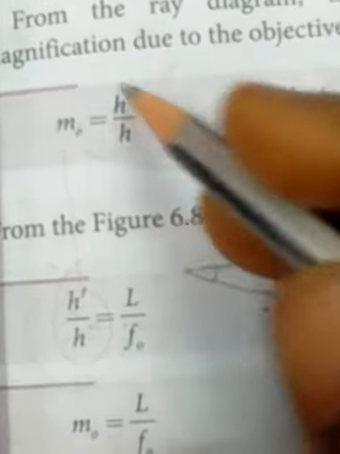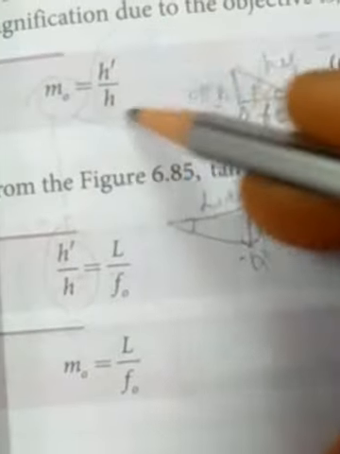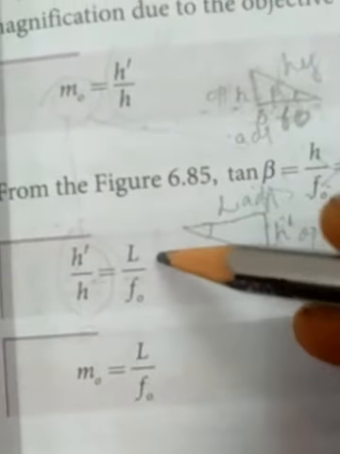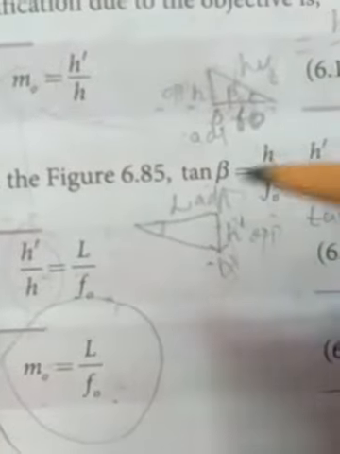So we substitute H dash by H, which is the magnification M naught, with L by F naught. Substituting here, M naught equals L by F naught. So we are getting the answer: M naught equals L by F naught.